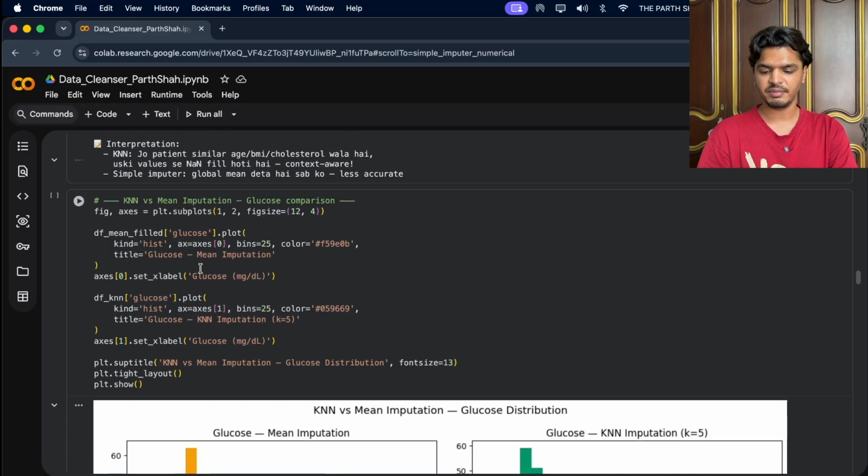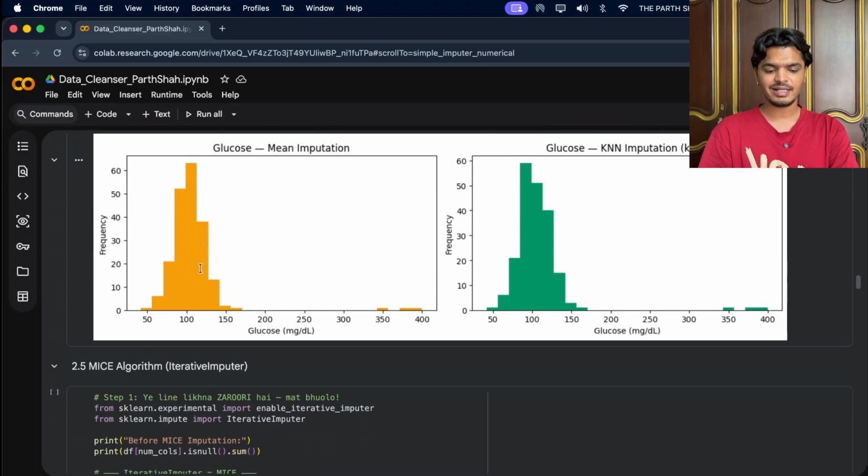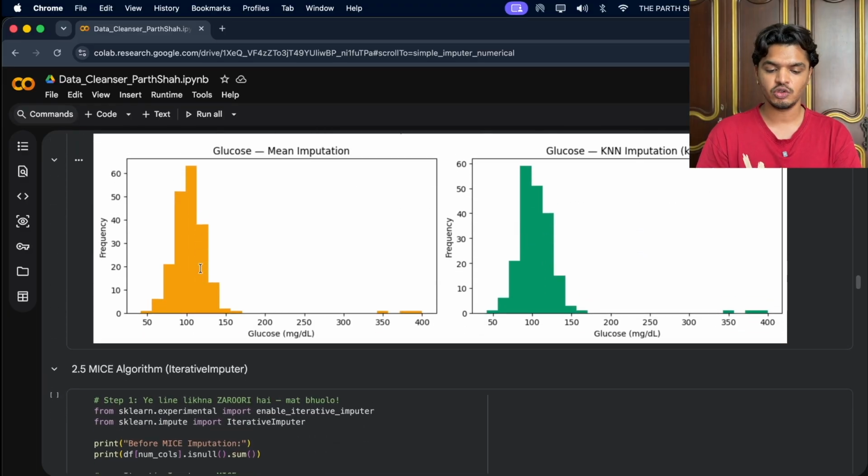Look at this comparison. Mean imputation creates an artificial spike at the mean value because every null got the same number. KNN gives a smoother, more natural distribution because each missing value got a contextually appropriate estimate. KNN is clearly more accurate for this dataset.